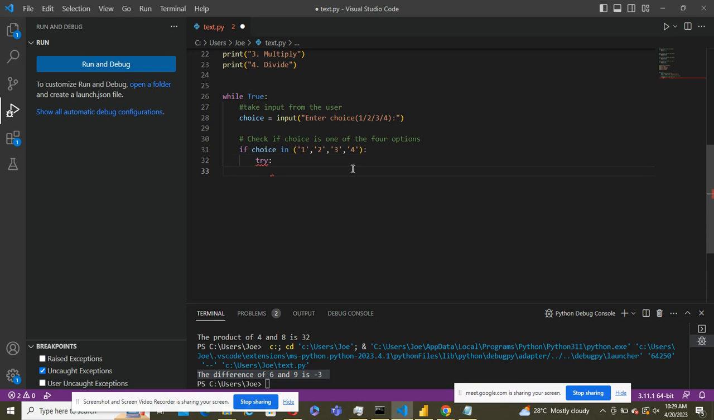If the person actually input what we are expecting, give the person a chance to enter number 1. We are going to take a float since it can be any number. So input, and we say enter first number.